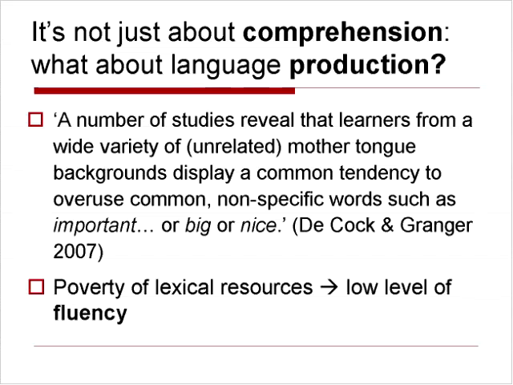And here's another quotation from a couple of people who we've worked with at Macmillan, Sylvie de Cock and Sylviane Granger from the University of Louvain in Belgium. And they say a number of studies reveal that learners from a wide variety of mother tongue backgrounds display a common tendency to overuse common non-specific words such as important or big or nice. And I'm sure if you're teaching English, you'd be very, very familiar with that. That students will keep on recycling and relying on the same very common words rather than having a more sophisticated and wide-ranging vocabulary to draw on.